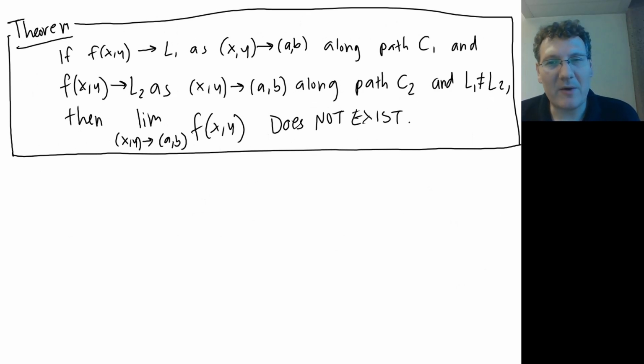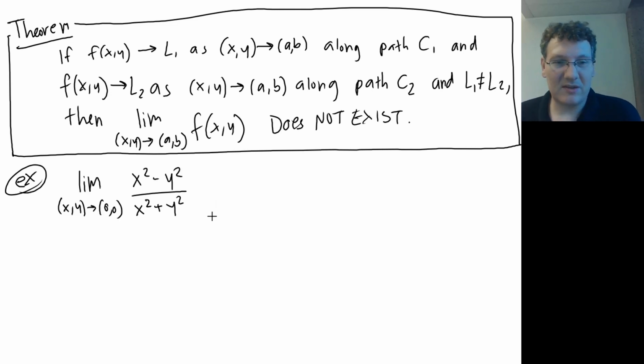So here's the theorem about limits not existing. If the function approaches L1 as (x, y) approaches (a, b) along one path, say path C1, and f(x, y) approaches L2, some other limit value, as (x, y) approaches (a, b) along some other path, call it C2, and if L1 and L2 don't equal each other, then the limit of f(x, y) as (x, y) approaches (a, b) does not exist. So the function has to approach the same value no matter along what path you take to get to (a, b).